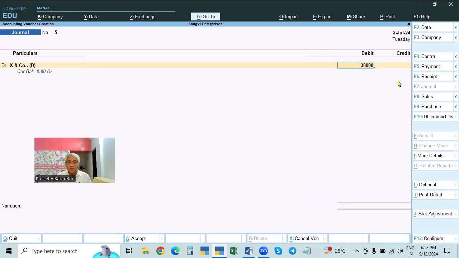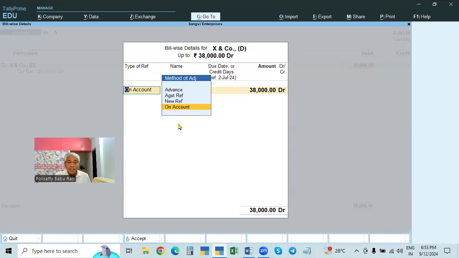38,000 rupees. He will become a debtor again for that check amount. So his account is debited. Now it is showing there is no other. Say in his journal we are entering, so not against any reference or any bill. It is only due to the check bounce.